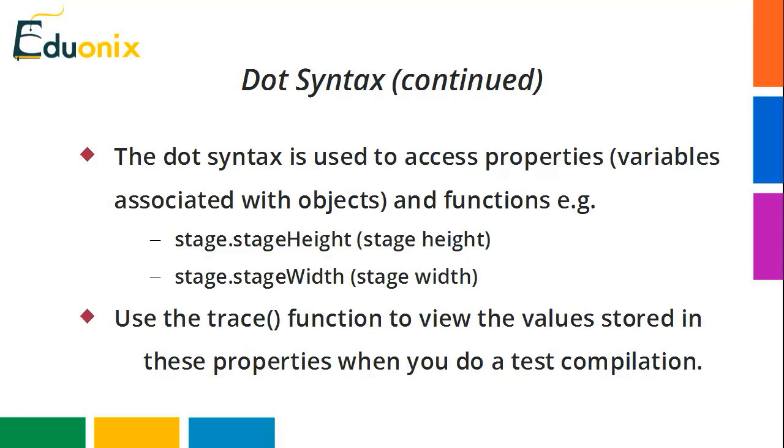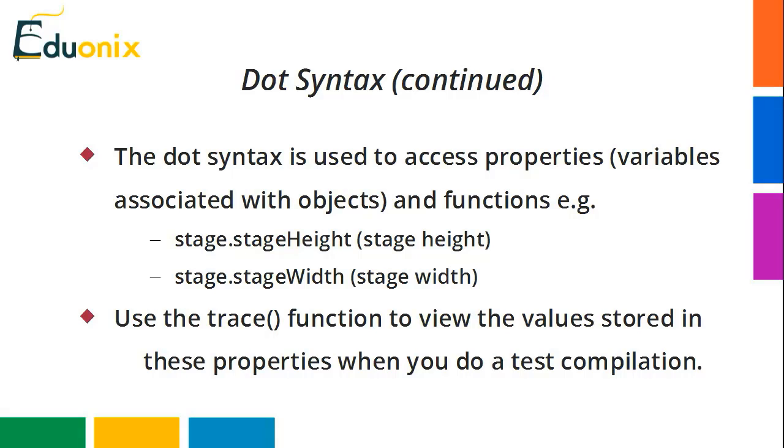Dot syntax is used to access properties, which is another way of saying variables associated with objects. You remember variables are data which is just stored in the computer. And the dot syntax is also used to access functions, and we'll be talking more about this in later lessons. But I've just given two examples of properties that refer to the stage: stage.stageHeight, which gives the stage height, and stage.stageWidth, which gives the stage width.